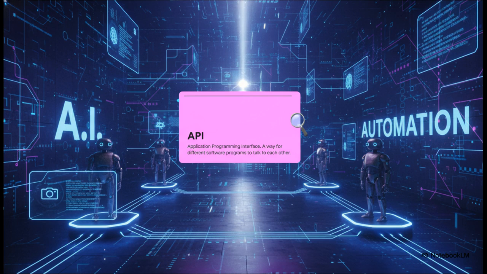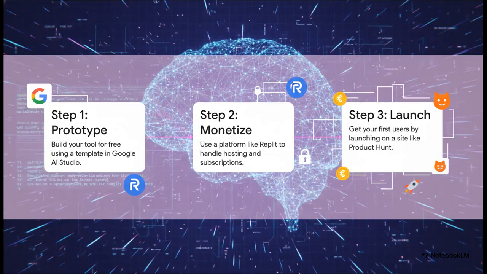It just stands for Application Programming Interface. The easiest way to think about it is like a special language that lets different software programs talk to each other. And that communication, that is the key to automation. So with that in mind, our first system idea is to build your own simple AI tool.